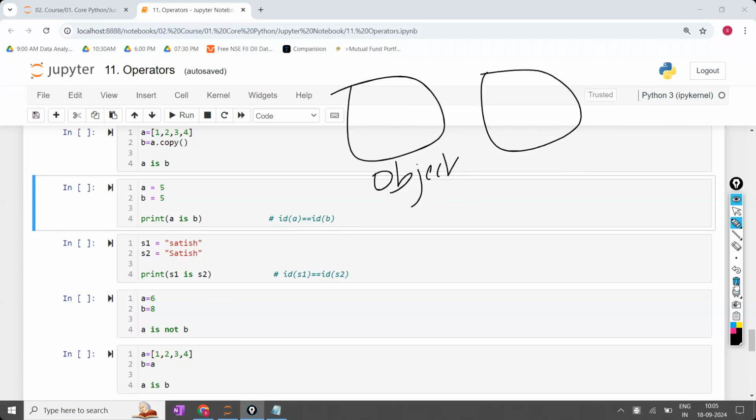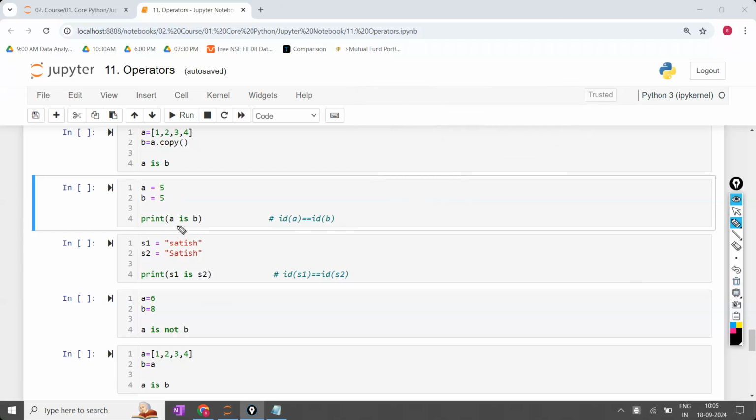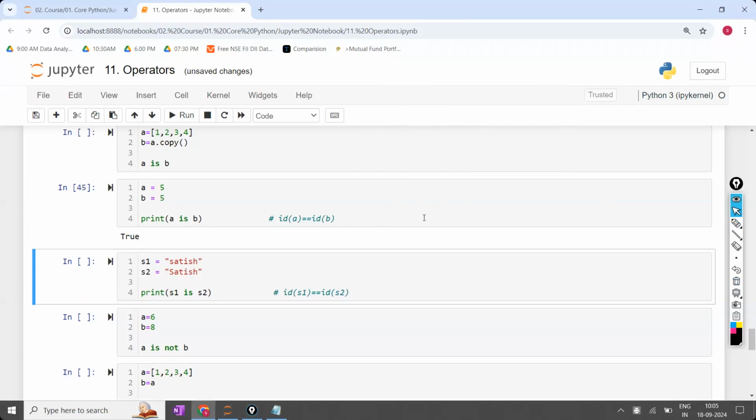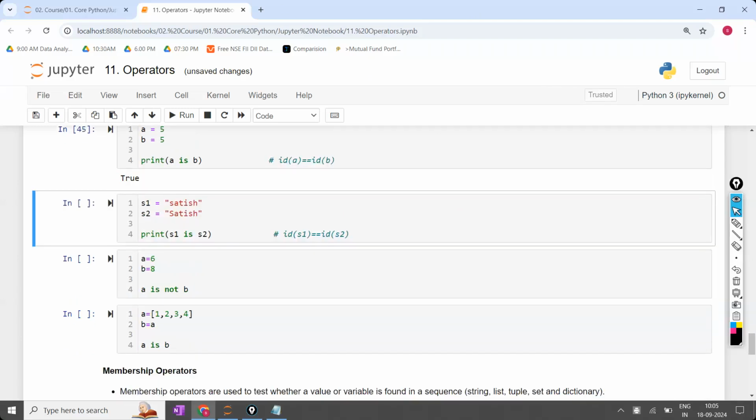So now tell me, A is B means both are indicating the same object or a different object. Same object means the output is true. So it is also going to give the output as true or false. Identity operators also give true or false. And the next one is small Satish and caps lock Satish. Whether both are the same? No.